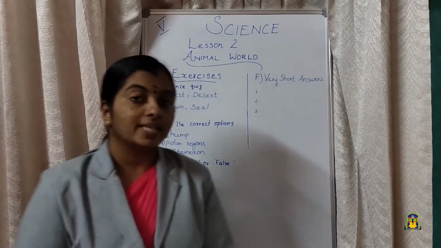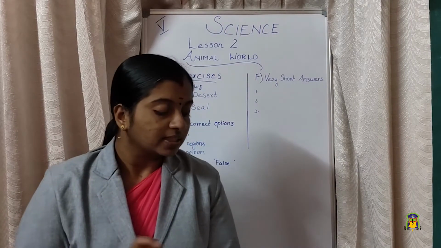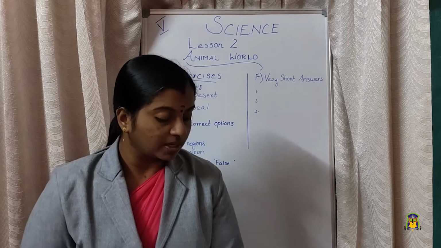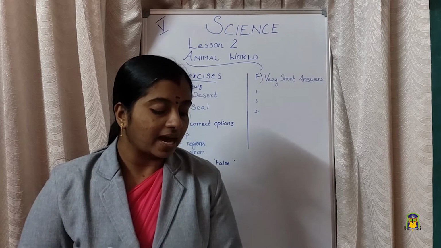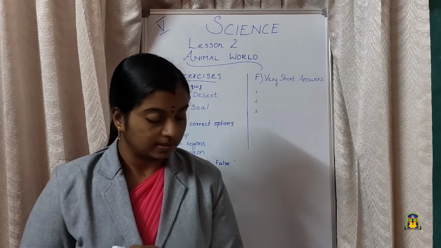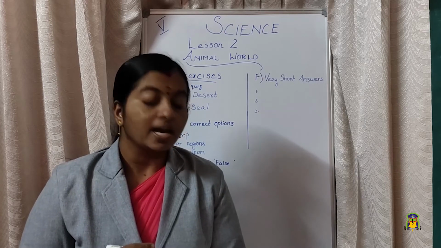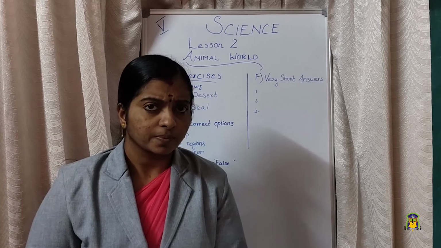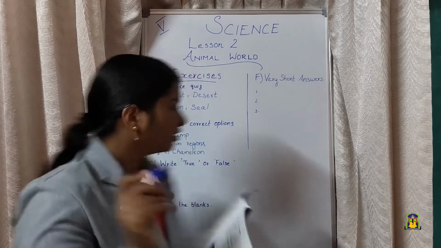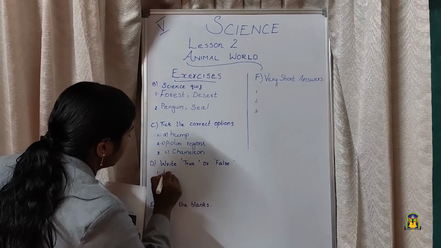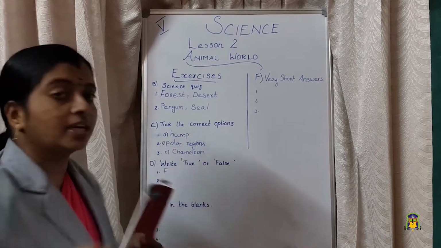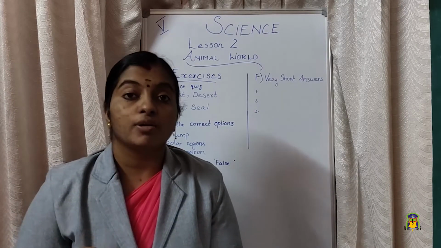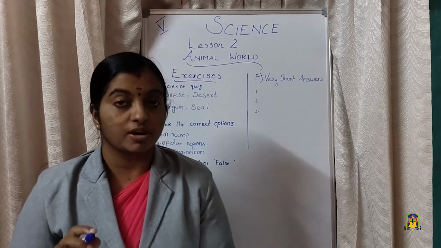Now the next set of questions. Write T for true and F for false statements. The first statement, polar bear and seal are found in deserts. Are they found in deserts? No, the statement is false. You put an F there. So where are the polar bear and seals found? They are found in polar regions.